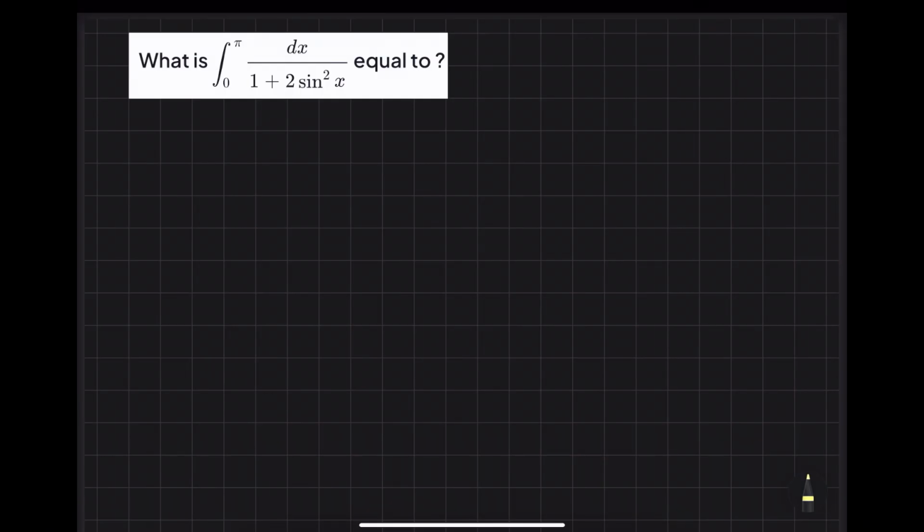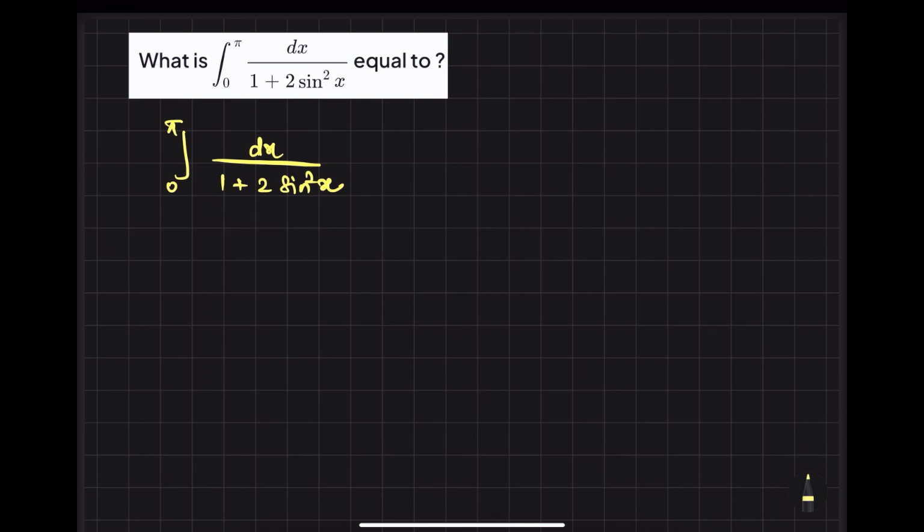So suppose that we got this situation. We have to integrate from 0 to pi, the integral of dx by 1 plus 2 sine square x. So it is integration of a trigonometric function, correct?